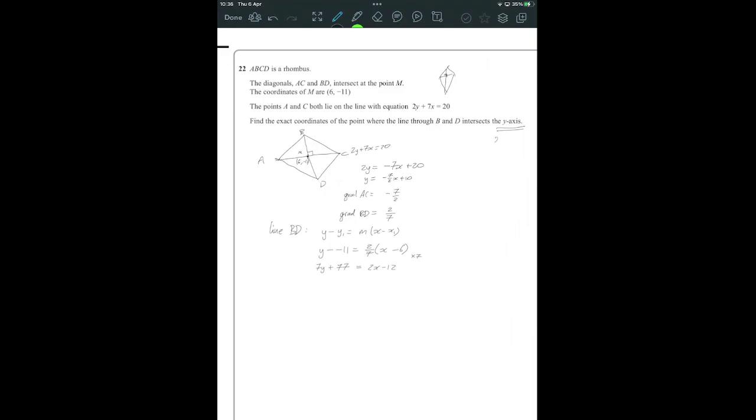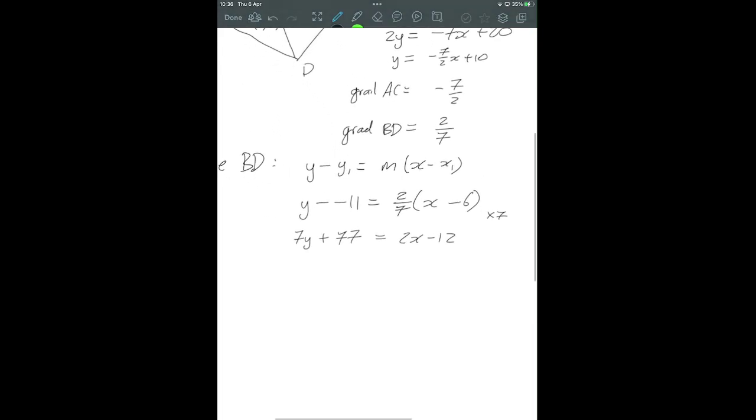Alternatively, you can also think of that as where x is 0. So I'm going to do it that way. I'm going to set x to be 0 to find that y-axis intercept. So 7y plus 77 equals negative 12. 7y is negative 89. And that's not in the 7 times table.